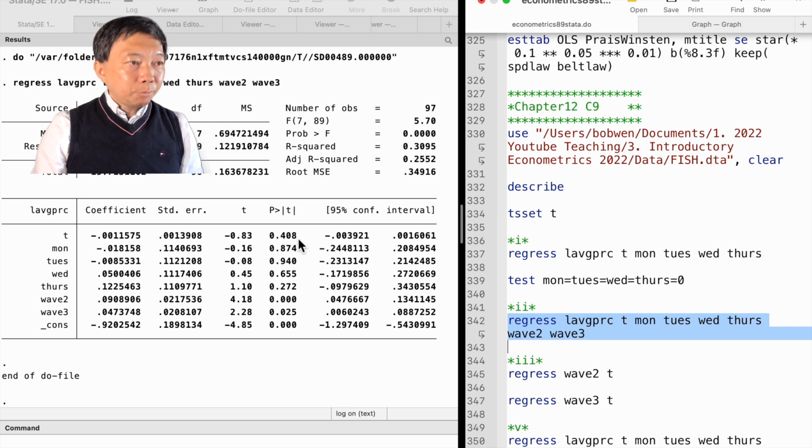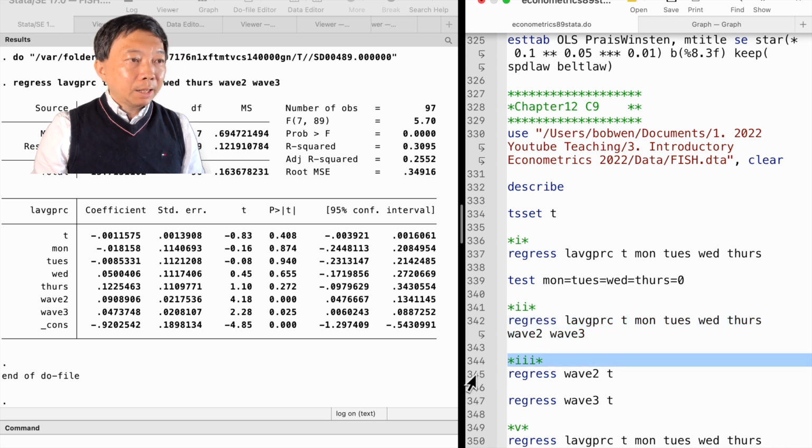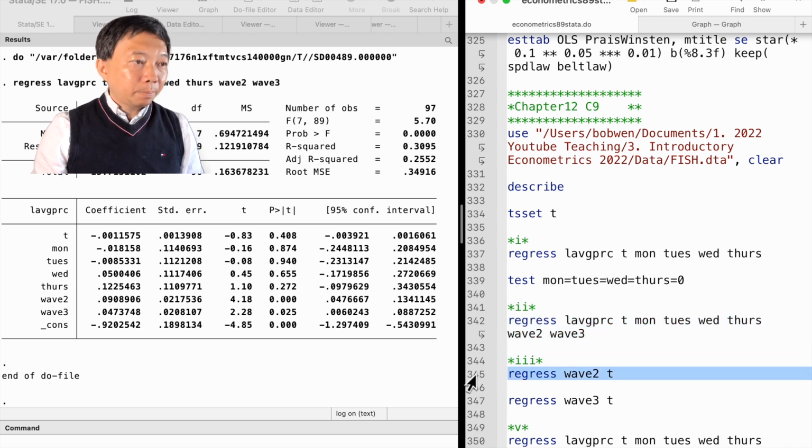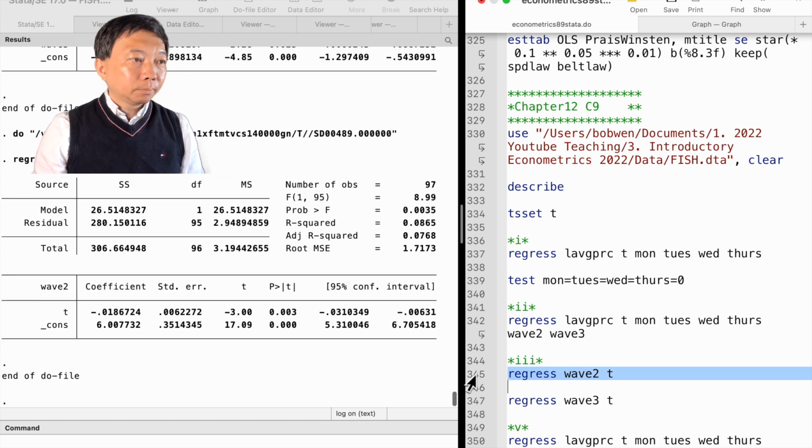Notice that the time trend has a negative effect on the fish price in the original model, so the waves must become increasingly lower over time. The wave variables absorb the negative time effect, making the time trend insignificant. We can confirm it by regressing the wave variables on the time trend.